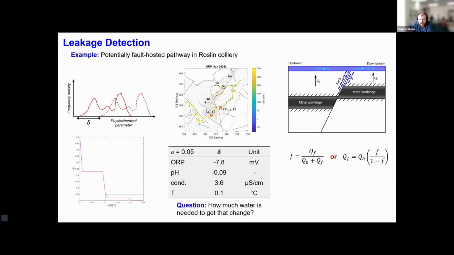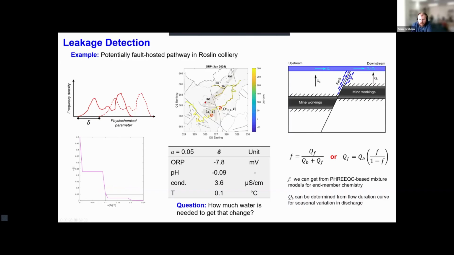And I promise I've only got one more slide after this, Gareth, just to wrap up. But we can again do a mass balance calculation on that to work out what fraction of the water is contributed by the fault, which, as I'll show you in the next slide, we will get from a PHREEQC-based chemical mixture model. And then we can get the river flow from the flow duration curves from gauging stations.